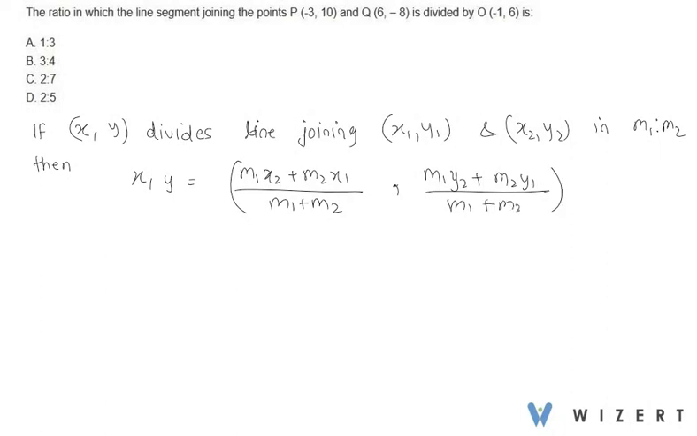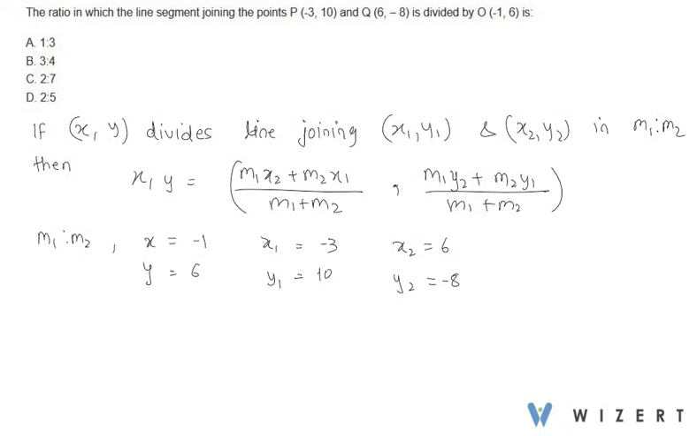Now we simply put values in this formula and find the required ratio. We know that the ratio is m1 is to m2, x is -1, y is 6, x1 is -3, y1 is 10, x2 is 6 and y2 is -8.